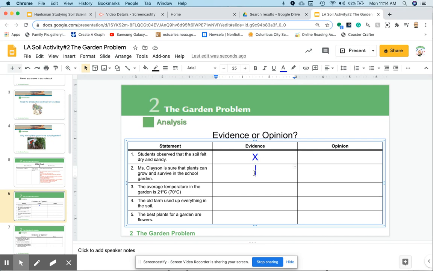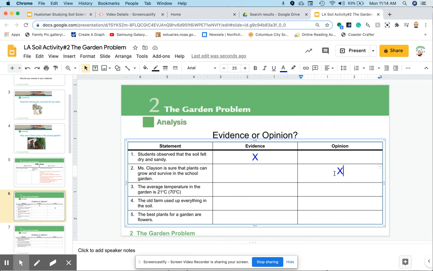Number 2, Ms. Clayson is sure that plants can grow and survive in the school garden. We said the other day that is an opinion statement. And it's an opinion statement because it has no support at all. No plants have survived yet. So Ms. Clayson cannot state that as fact or evidence.